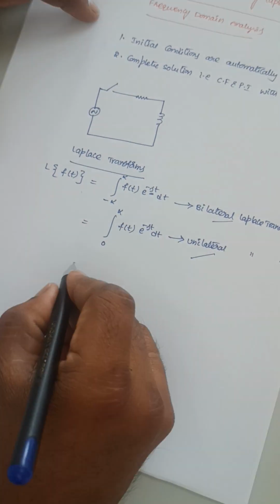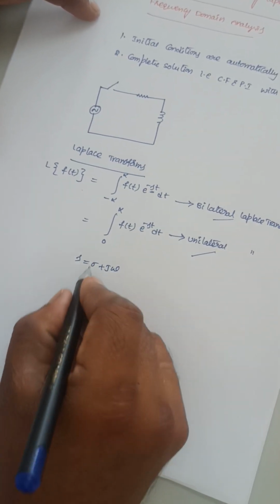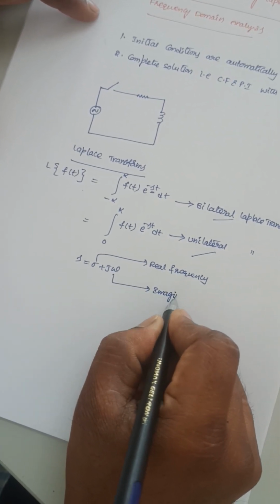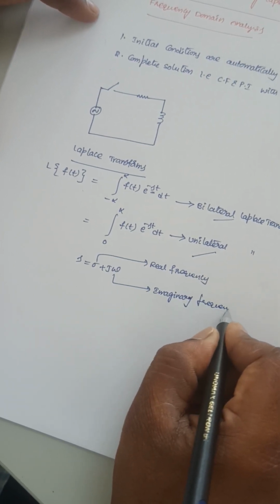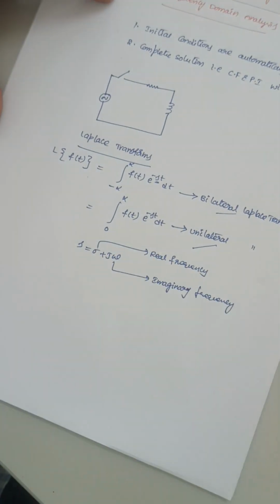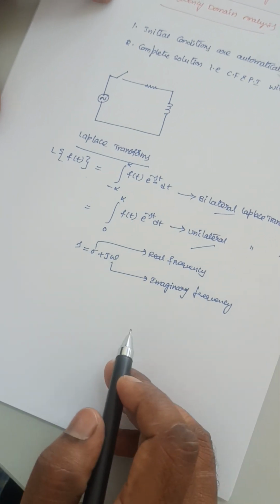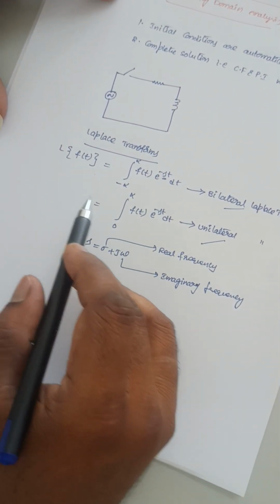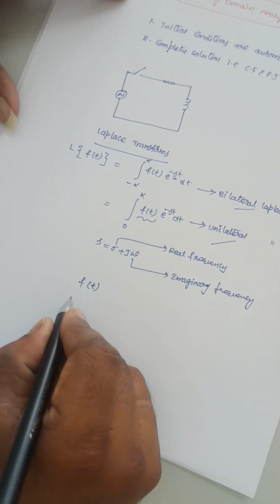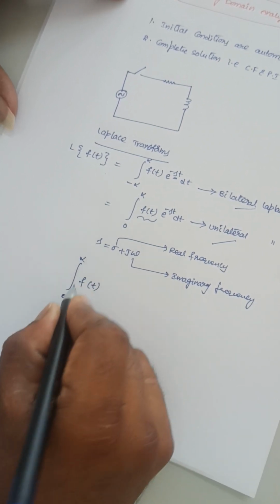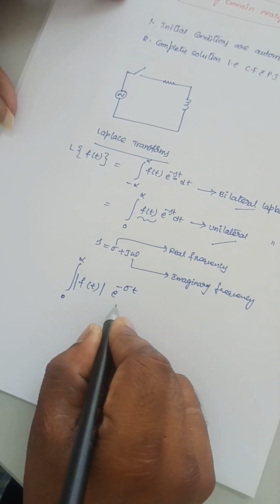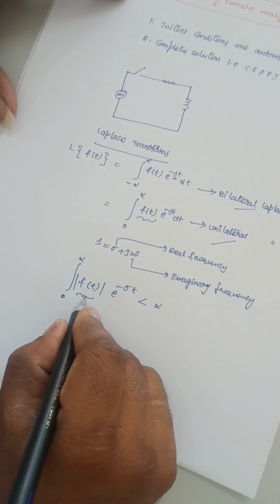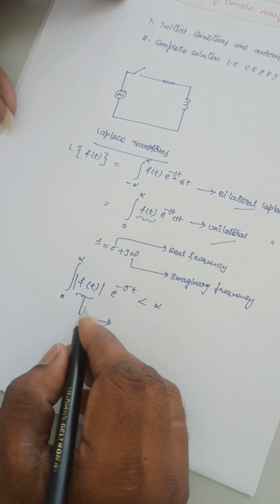Here, s is equal to sigma plus j omega, where sigma is the real frequency and omega is the imaginary frequency. The function f of t must satisfy the following condition to possess a Laplace transform: the integral from 0 to infinity of modulus of f of t e power minus sigma t, if you calculate it, should be less than infinity. If the function satisfies this, then we can apply the Laplace transform to this function.